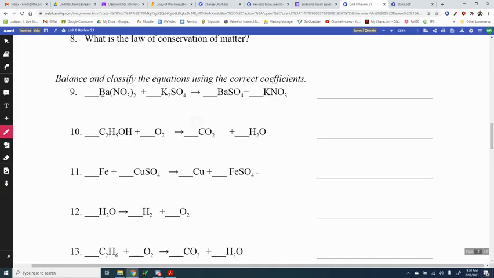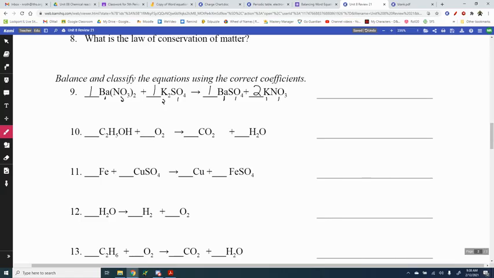So we have 1 Ba, 1 Ba, 2 NO3s, 1 NO3, 2 Ks, 1 K, 1 SO4, 1 SO4. So the only thing that's not balanced is K and NO3. And look at that, we have K and NO3 right over here together. So we just need a 2 right there. We can replace the rest of these with just a 1. And now it is balanced.